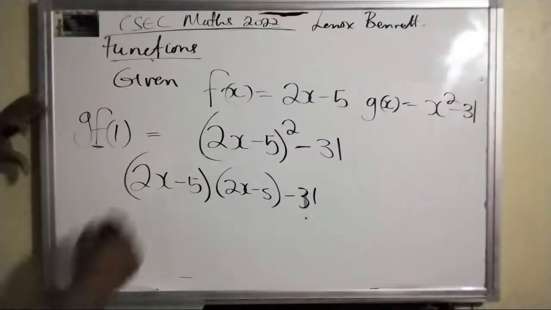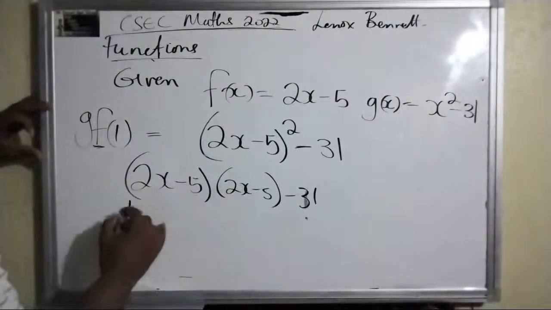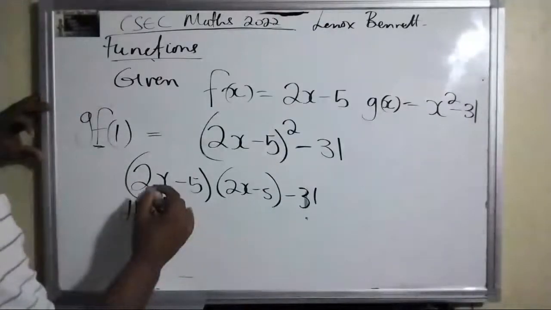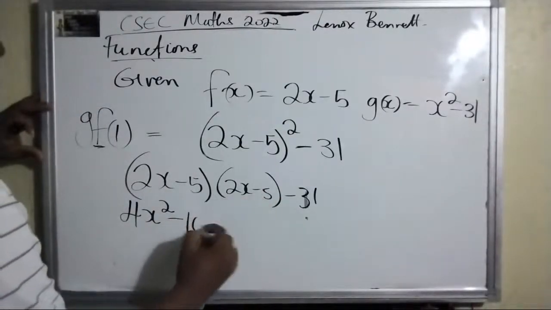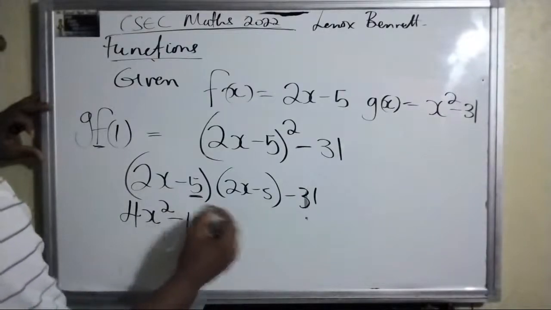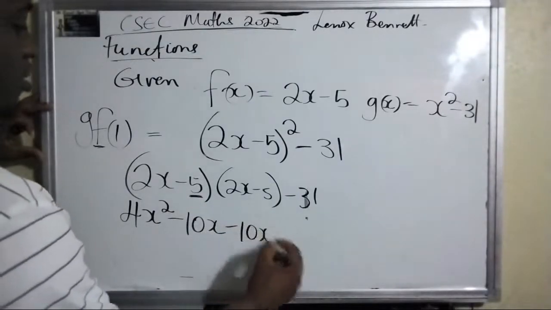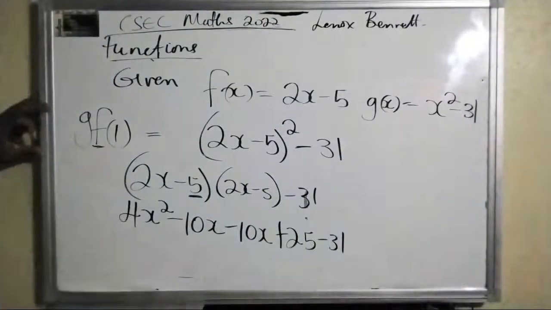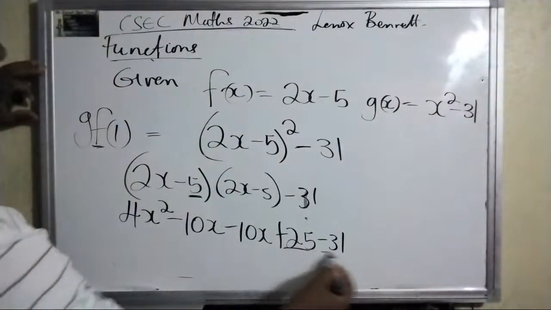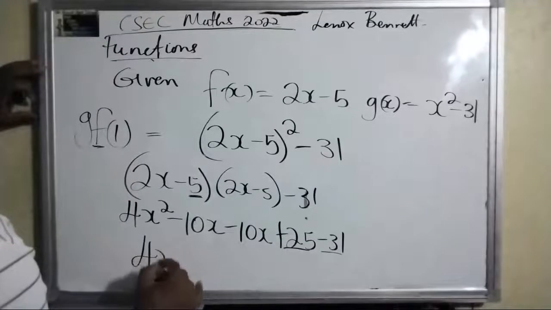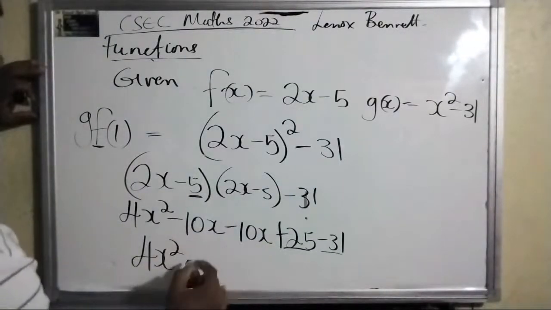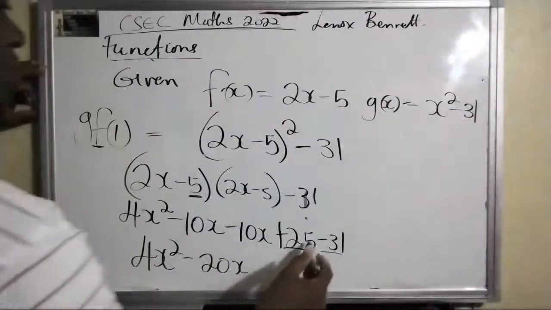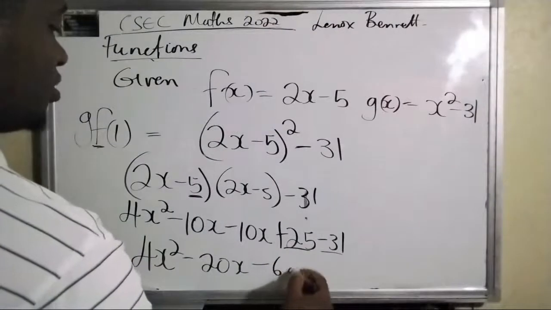Alright, so we did expansion earlier. It's 2x times 2x, that's 4x squared. You guys should be able to do that. 2x times negative 5 will give us negative 10x. Now we're using negative 5 times negative 10x, and negative 5 times negative 5 gives us positive 25, and minus 31. So split the like terms, right? This has a like term now, and this has a like term. So 4x squared stands alone. Negative and negative would give us negative 20x, we just add both of them, right? And then the constants would give us negative 6. And that will be our answer.